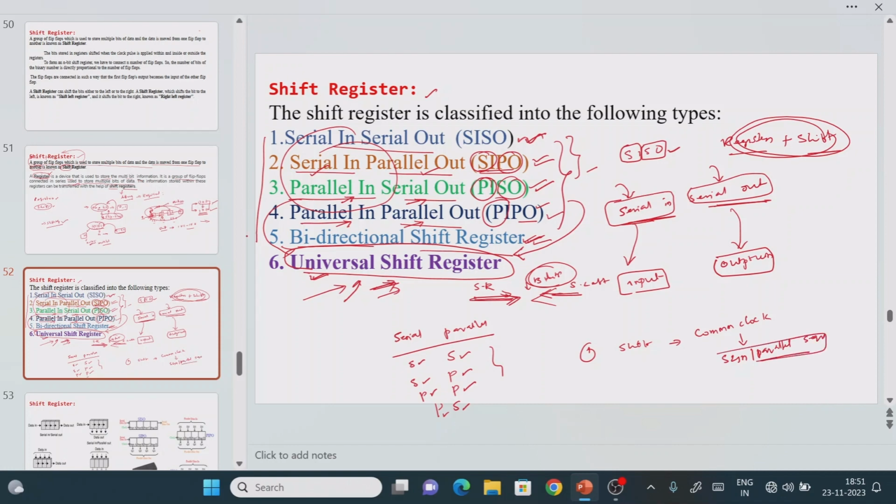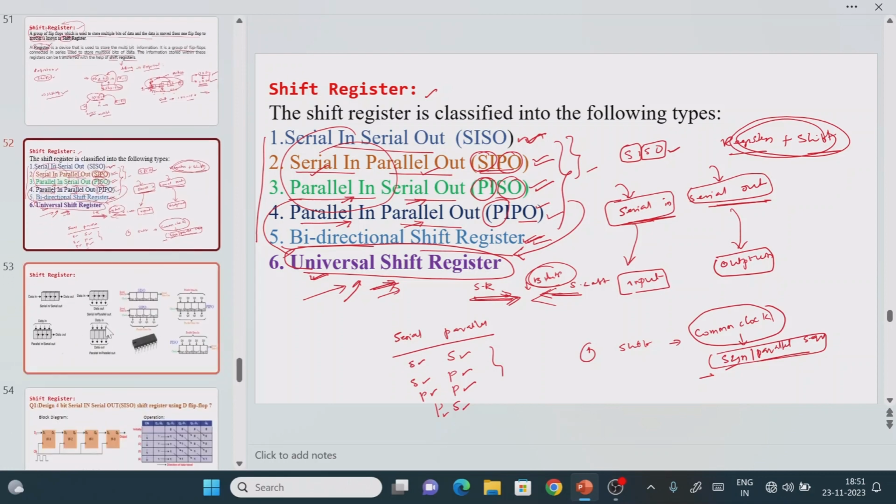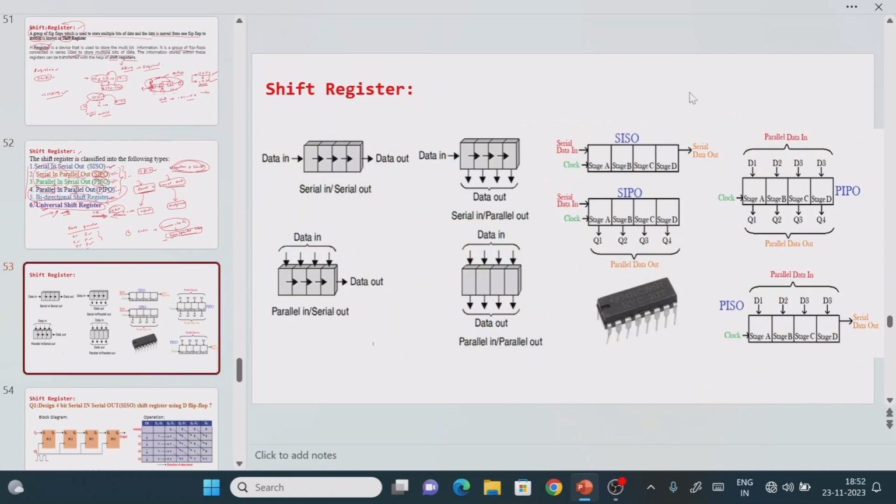So it works based on the synchronous sequential circuit or synchronous counter, where a common clock pulse will be applied to all the flip-flops, right? After understanding these different possibilities, we will see what is the meaning of serial in, serial out, serial in, parallel out, parallel in, serial out. Like this we will see how we can draw the basic block diagram. After learning how to draw the basic block diagram representation, then we will try to implement the real-time circuits, right? Now see what is the meaning of serial in, serial out.